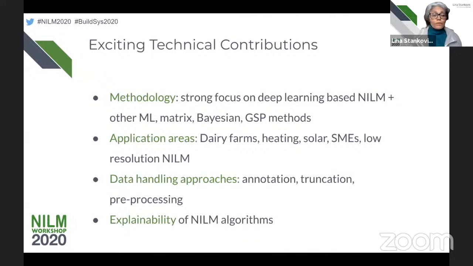There were also some very interesting contributions in terms of data handling. This is always a big issue for NILM. We have quite a lot of data sets, and that's great. We have a lot to tap into. How do we make the most of it? How do we annotate it? Can we think about the best way of selecting the best amount of data for training? That's what I mean by truncation, and different pre-processing methods for the data prior to NILM. There's also a new concept being presented this morning on explainability of NILM algorithms. So that's something that is coming to the fore now with NILM.